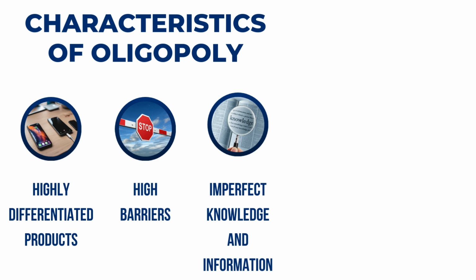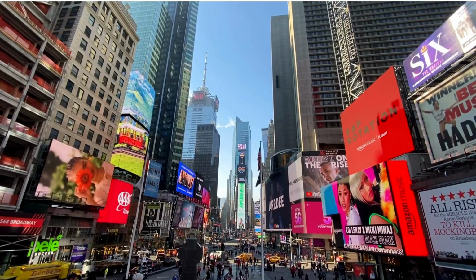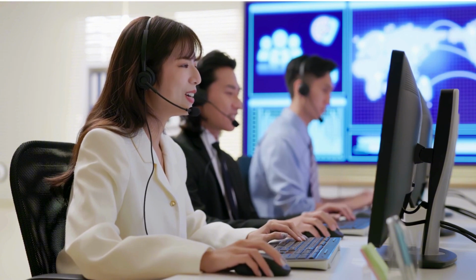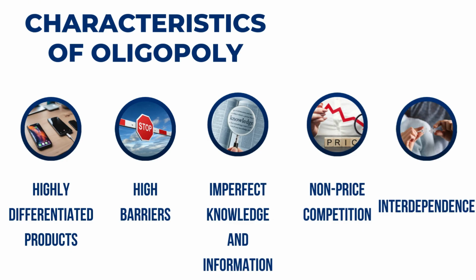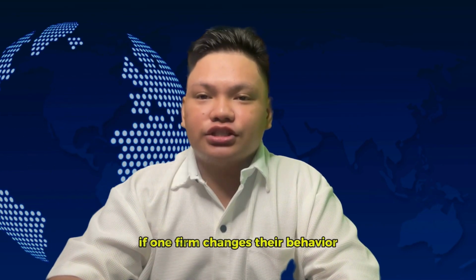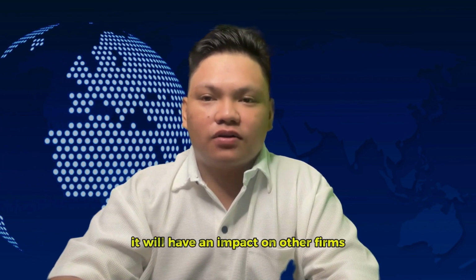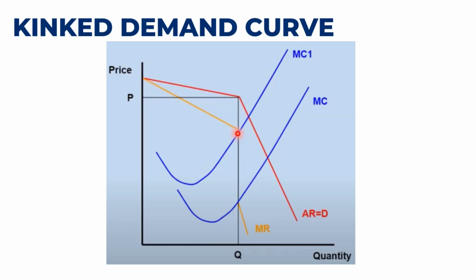Since they are price makers, they really don't compete with each other through pricing, but rather through advertising, features, and customer service. With everything that I've mentioned, there is so much interdependence going on with these firms. This means that if one firm changes its behavior and does something different, it will have an impact on other firms, creating the kinked demand curve.